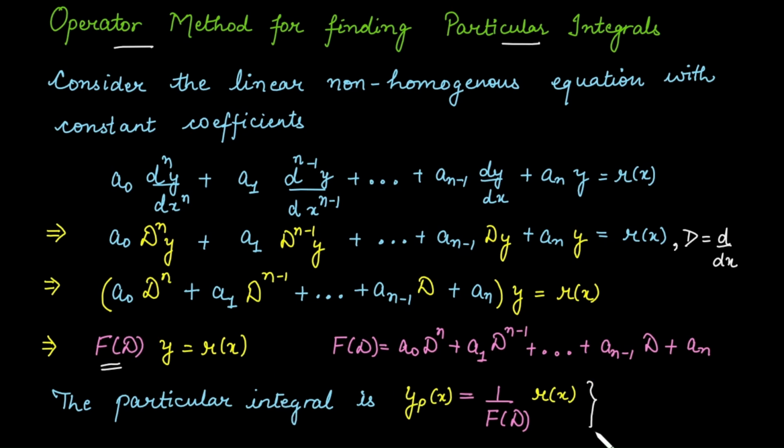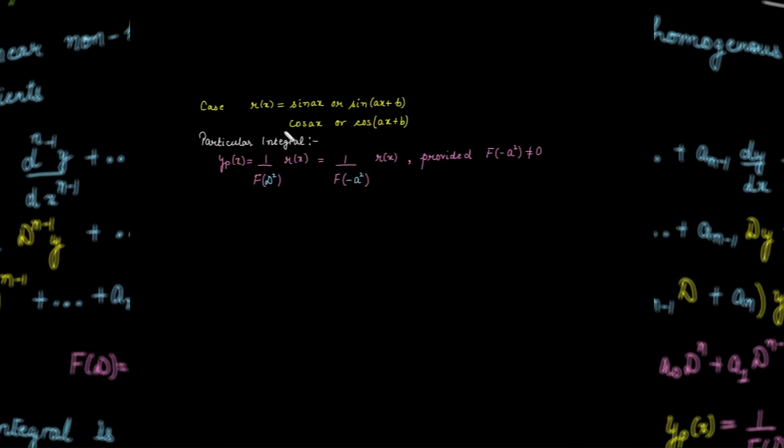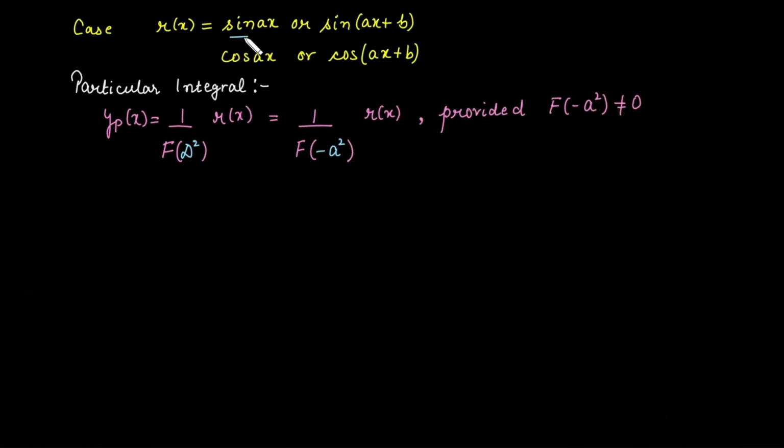So in this video, we are going to learn the case when this R(x) is of the form sine or cos, that is sin ax or cos ax, or maybe sin(ax + b) or cos(ax + b). In this case, the particular integral is evaluated as follows: we replace D square by minus a square, and the right hand side R(x) function is as it is. Now what is a? A is basically the coefficient of x. In this case, the coefficient of x is a. Same for this, we just need the coefficient of x, not a constant term.